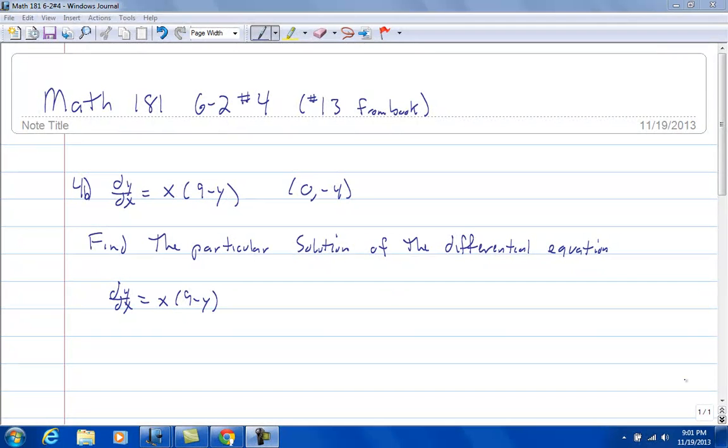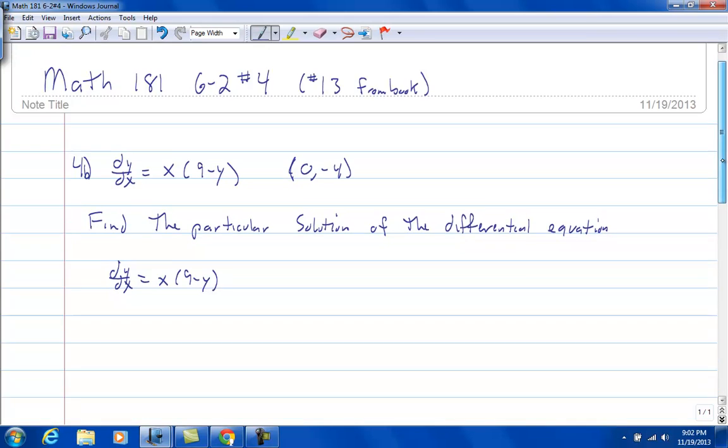Hello, this is 6.2, number 4, 13 from the book. This is 4b, where we're going to try to solve a differential equation. They give us dy/dx equals x times (9 minus y), and the initial condition of 0 for x corresponds to negative 4 for y. It says find the particular solution of the differential equation.